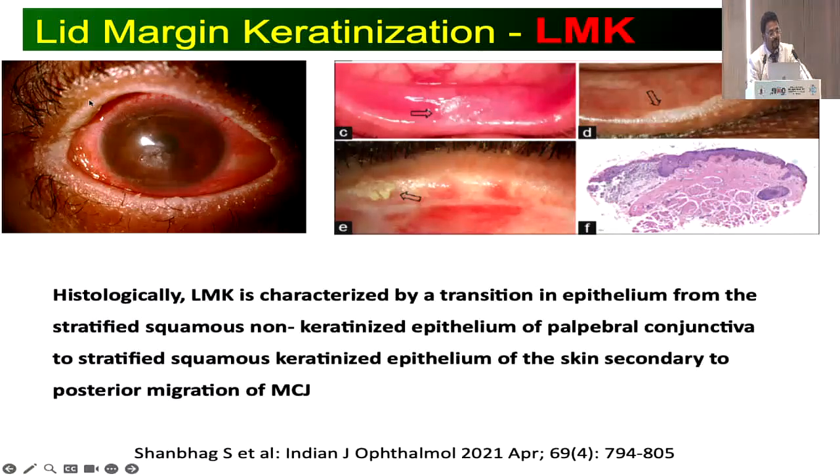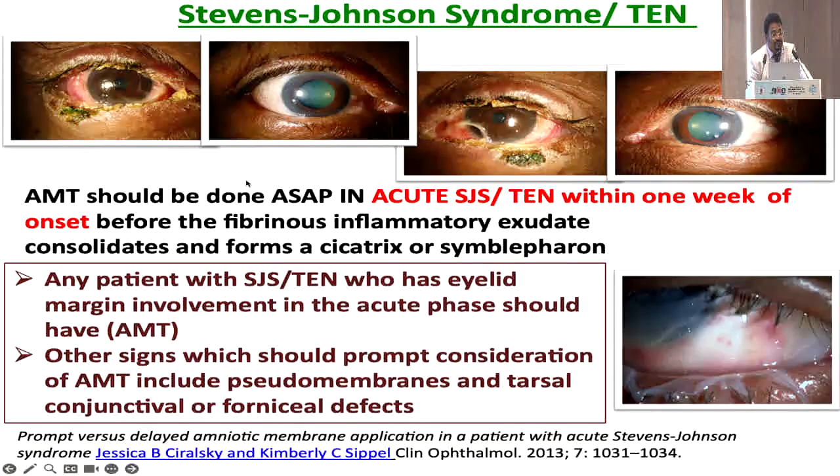So chronic SJS, here you can see, is the most common cause. So this happens in which cases? SJS, if it is not managed in the acute stage properly, then the chronic stage will happen. And AMT should be done as soon as possible in acute SJS or TEN, within 1 week of the onset, preferably within 72 hours, before the fibrinous inflammatory exudates get consolidated and form the cicatrix in the conjunctiva.